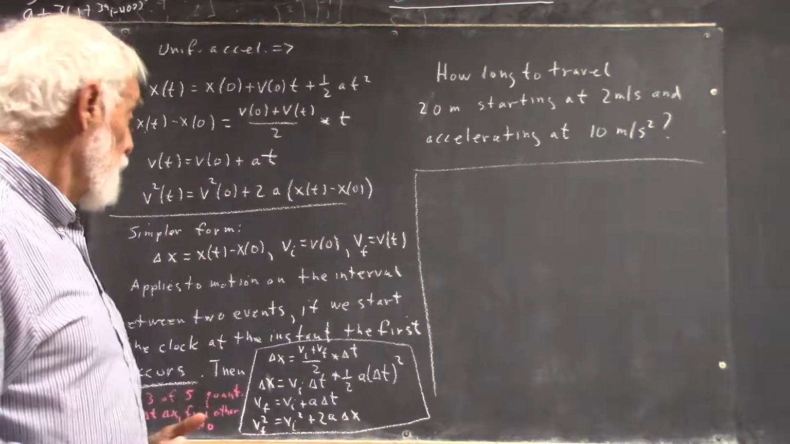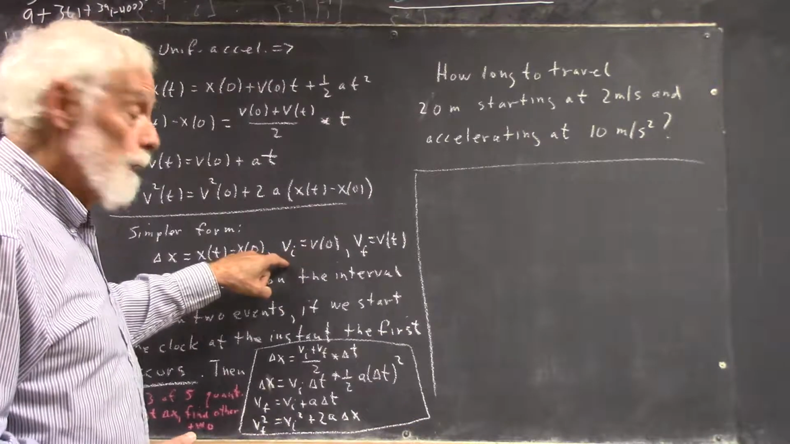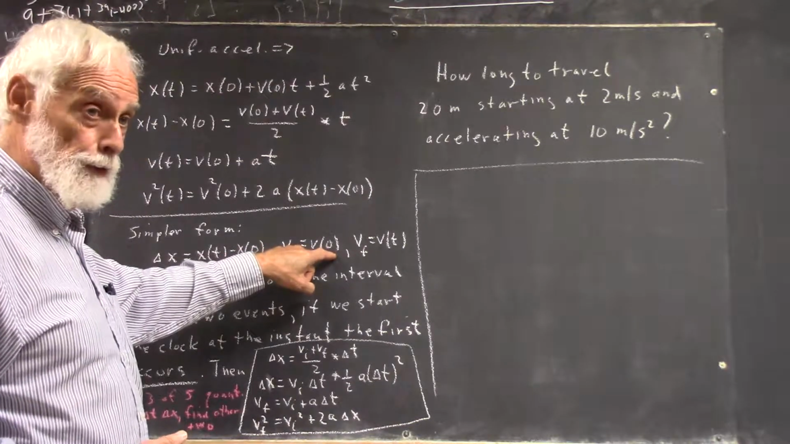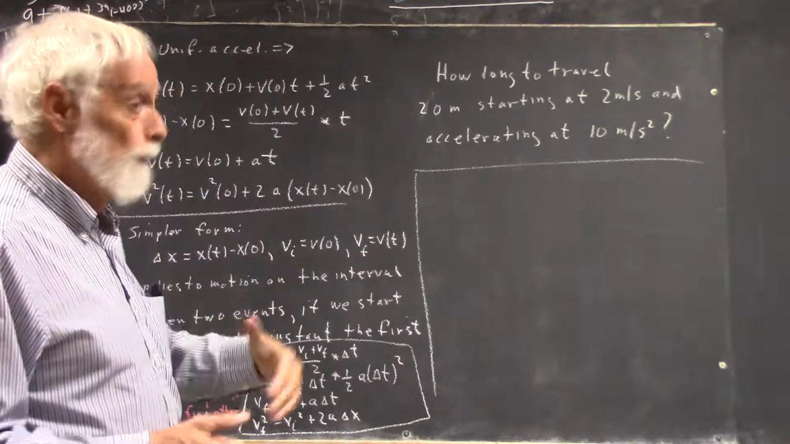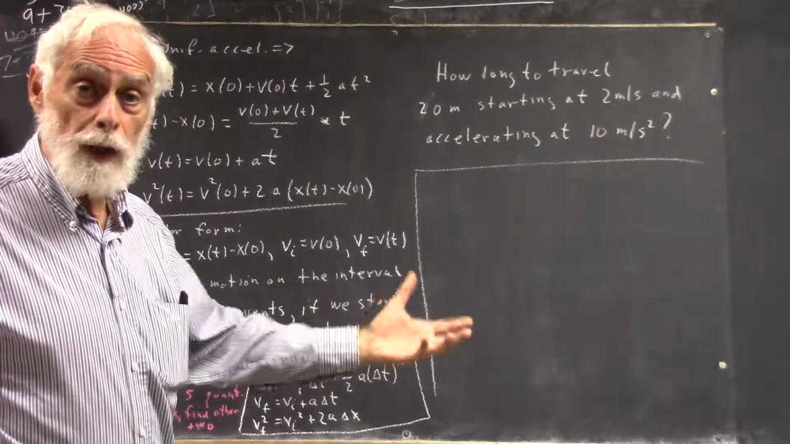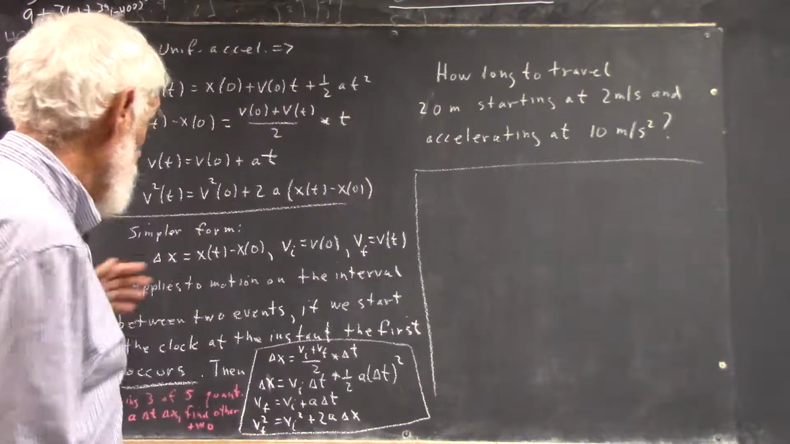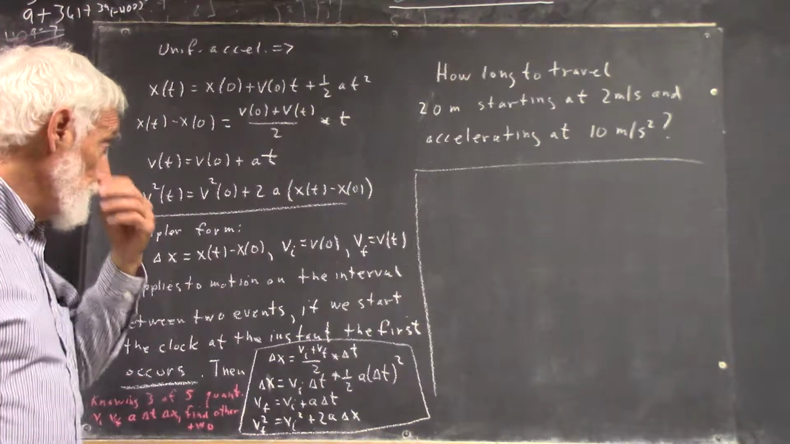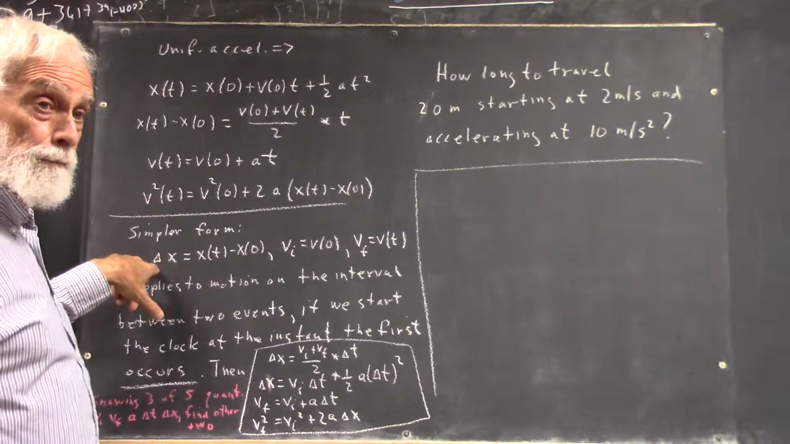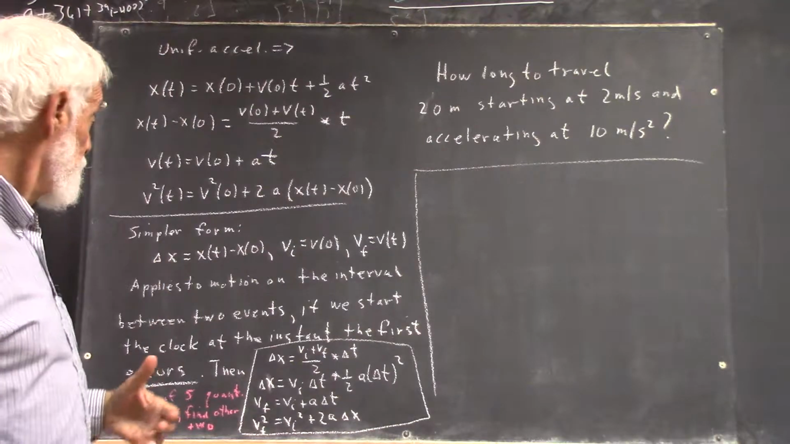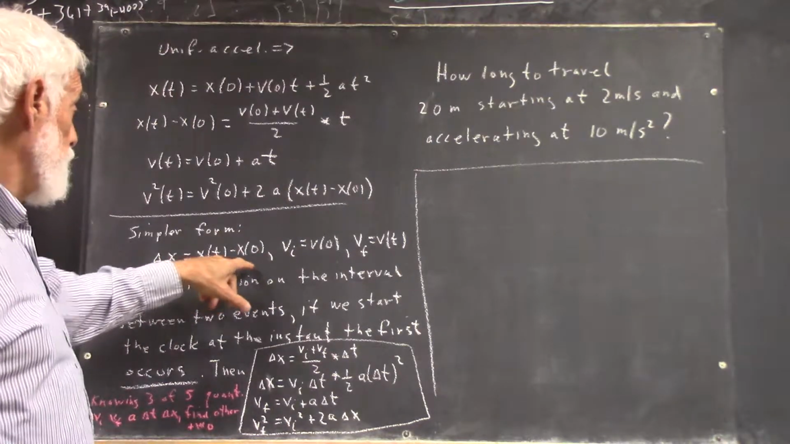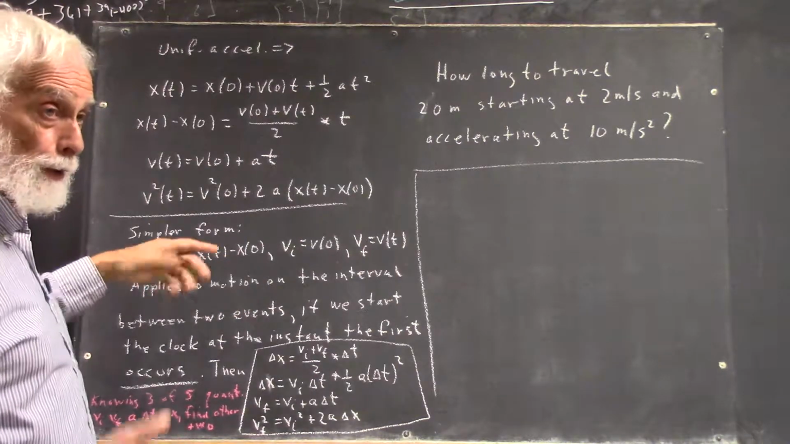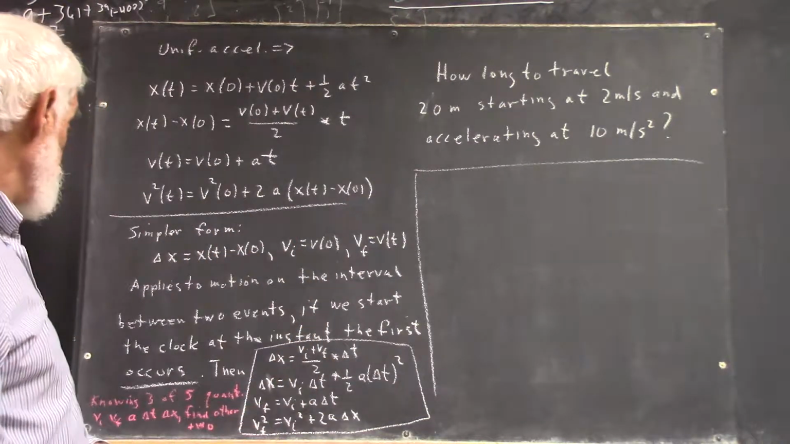At the first of the two events, we get our initial velocity and time is set to 0. At the second of the two events, we say our velocity is the final velocity on that interval, okay, on the interval between the two events. And our displacement, the change in our position, is just x of t minus x of 0. So delta x is our change in position during that interval.